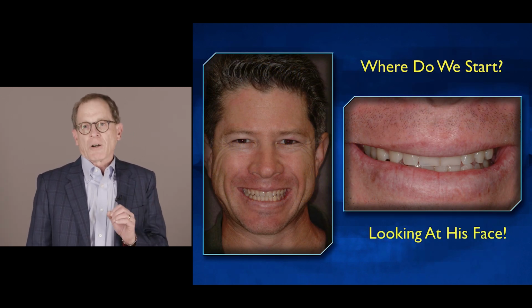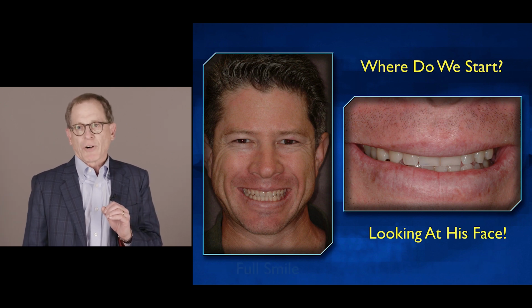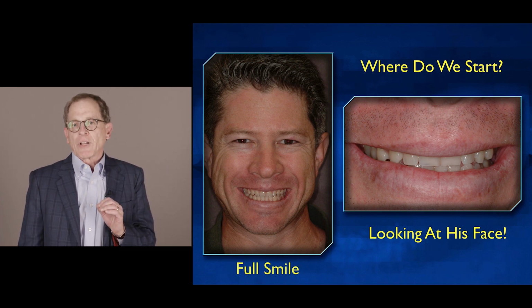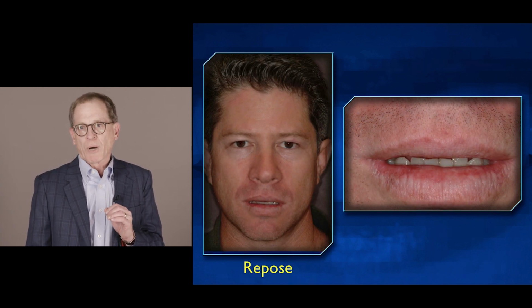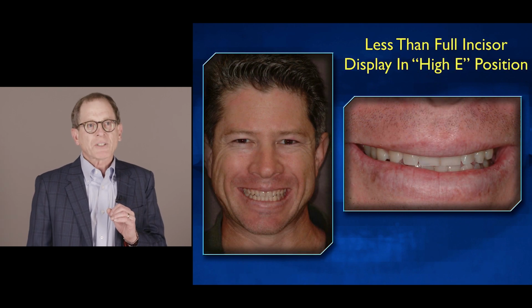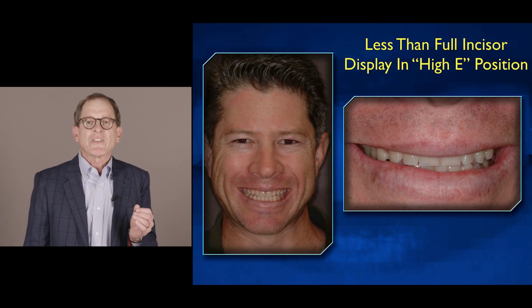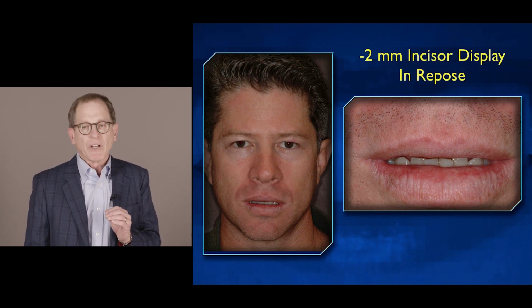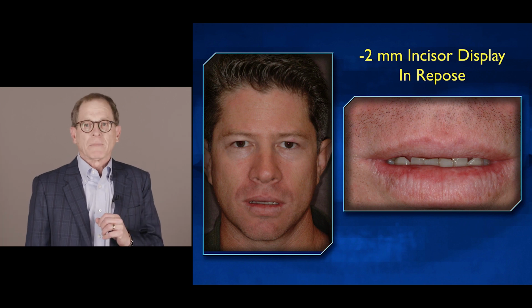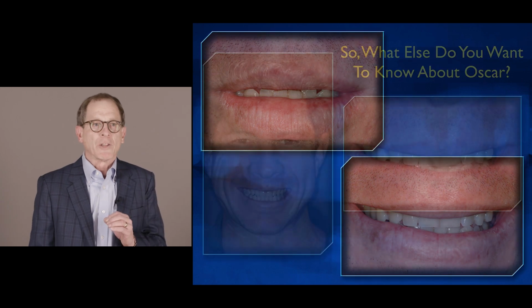So where do we start on Oscar? We always start our treatment planning by looking at the face first. And there are two photographs that are the most important. First is the full smile photograph, and the second is the repose photograph. So when Oscar is in full smile, we can see that he shows less than all of his front teeth, even in a full high E position. And when he's in repose, not only does he not show any of his maxillary incisors, but in fact, they're 2 millimeters up underneath the lip. He's -2. So there are the two most important photographs, the full smile and the repose.